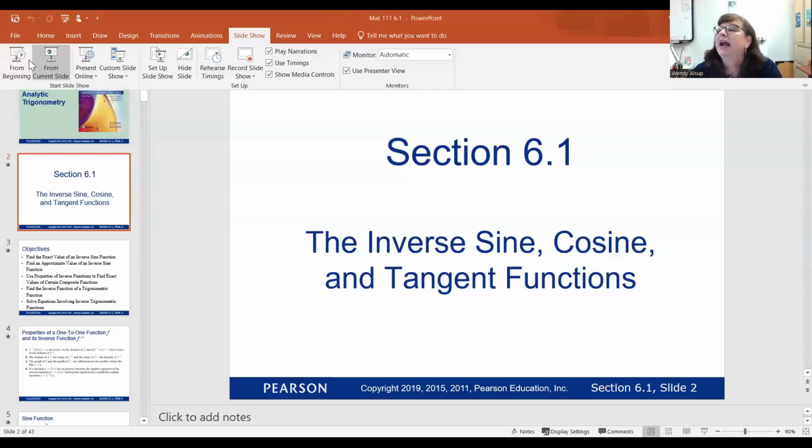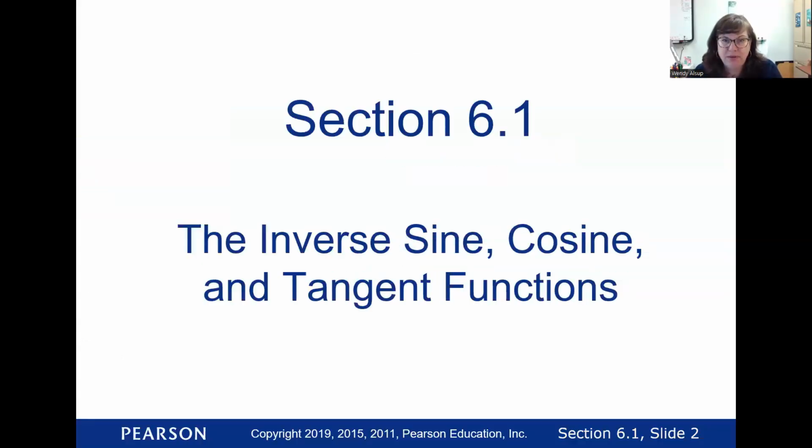Remember, I have had a long problem of calling cosecant and secant and cotangent the inverses of sine, cosine, and tangent. They're not, though. They're the reciprocals. You just flip them upside down. The technical inverses of sine, cosine, and tangent are what we're going to talk about today.